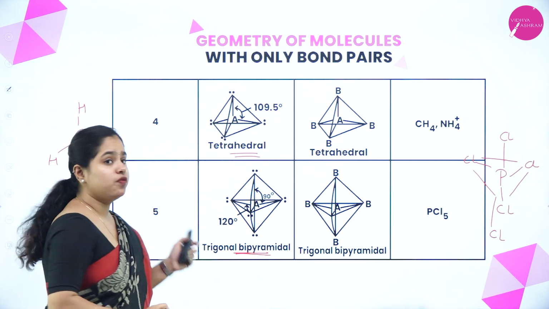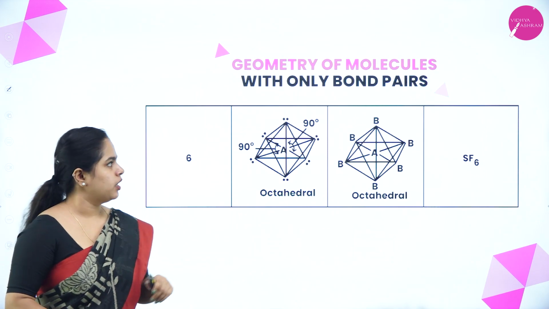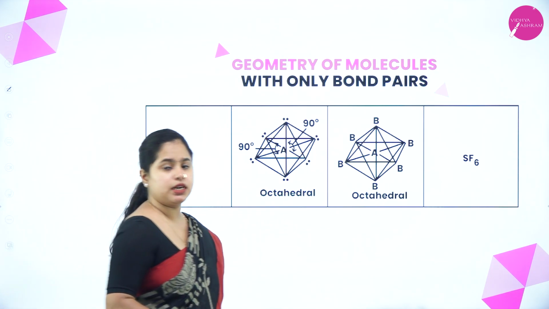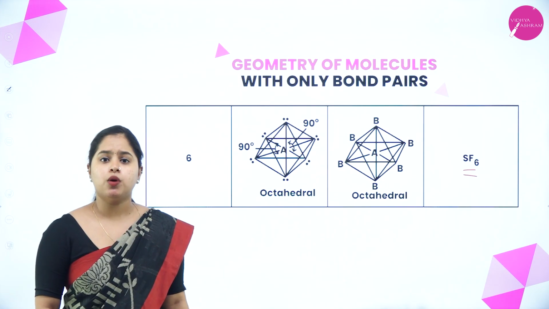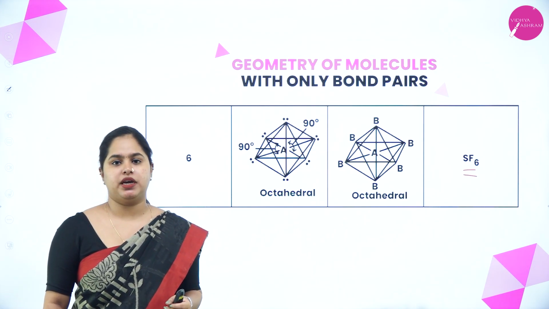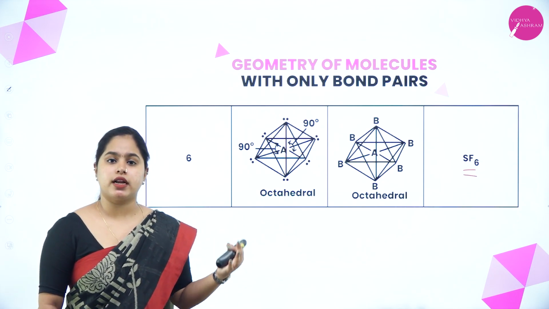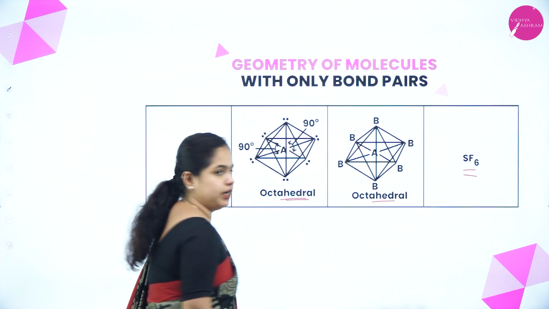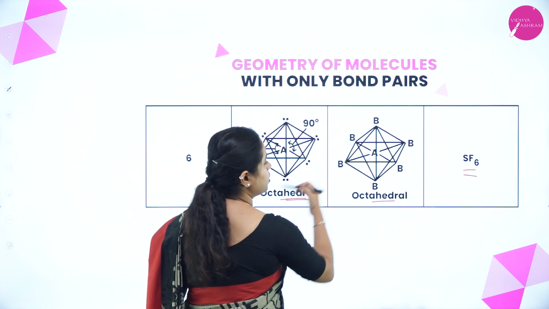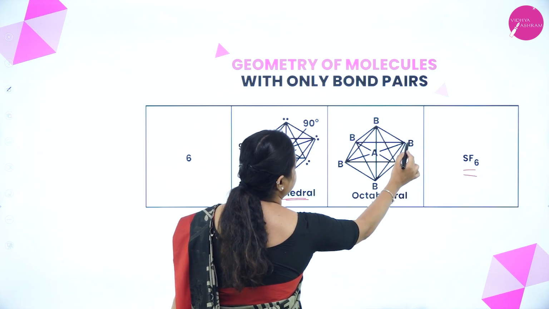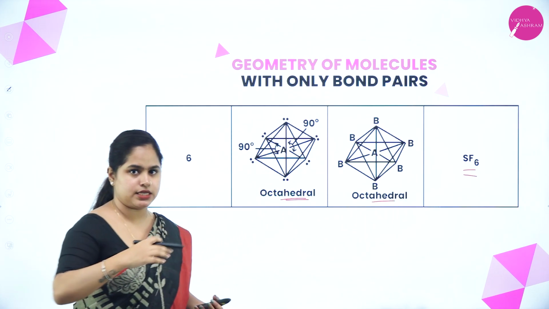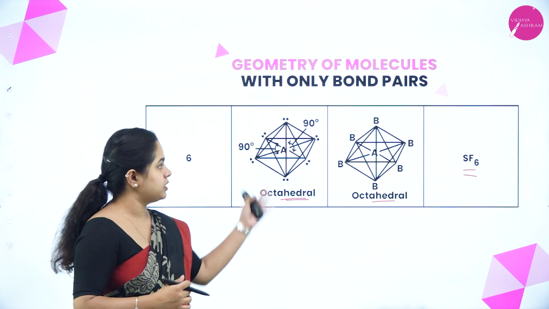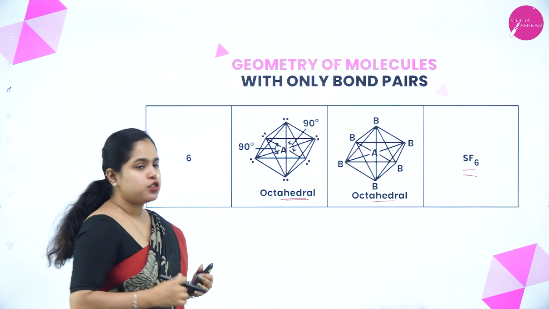Now, that is when only 5 electron pairs are present. Now, the last one is 6 electron pairs. This example can be taken as SF6. When 6 electron pairs are present, the molecule tries to attain an octahedral shape or octahedral geometry. So what is octahedral shape? 4 electron pairs or 4 bonds will be in the same plane and one on the top and one on the bottom. So, that is octahedral geometry. I hope it is clear.